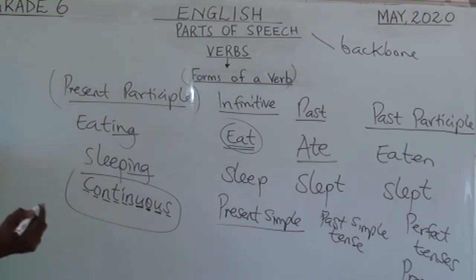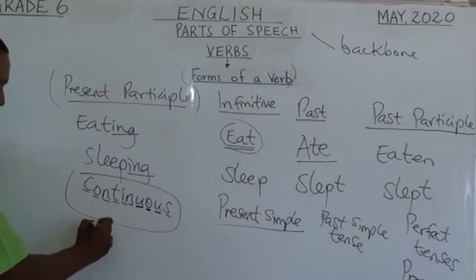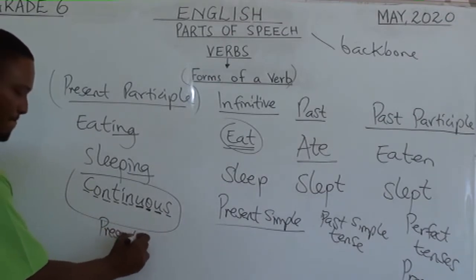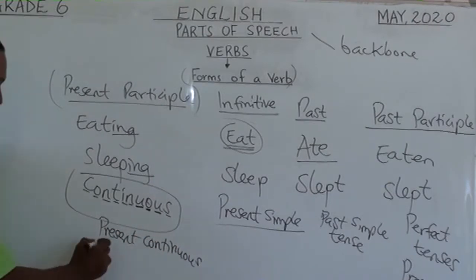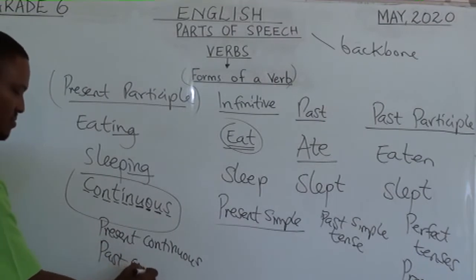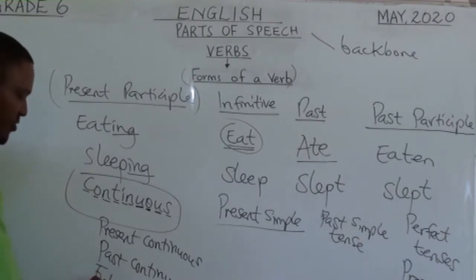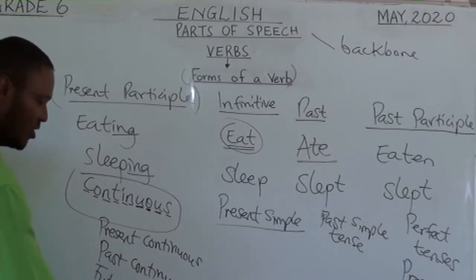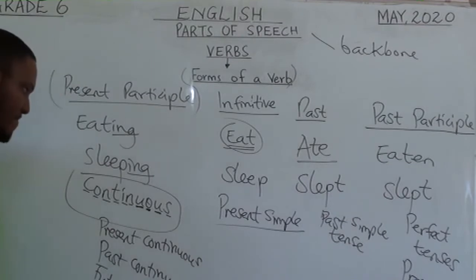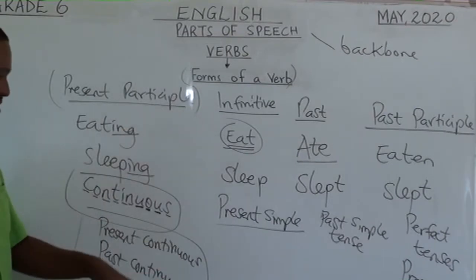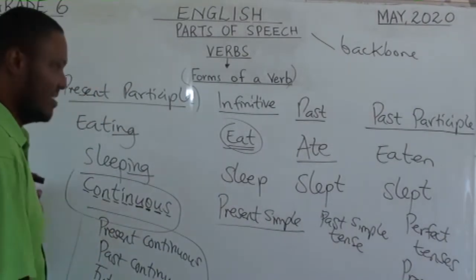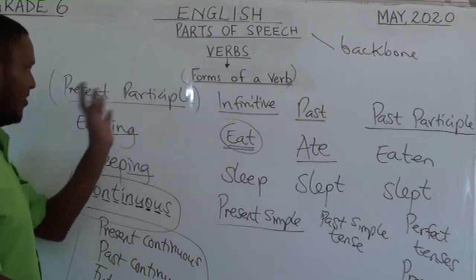So the continuous tenses. How many continuous tenses do we have? We have three principal continuous tenses. We have the present continuous tense, the past continuous tense, and the future continuous tense. So let us have examples of verbs and the different sentences using these forms of a verb.